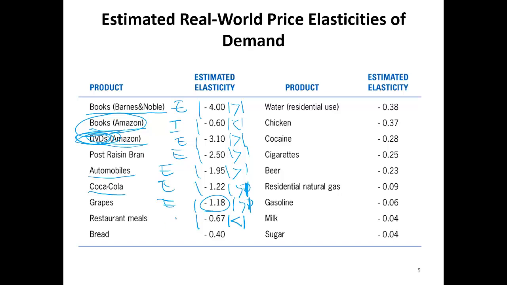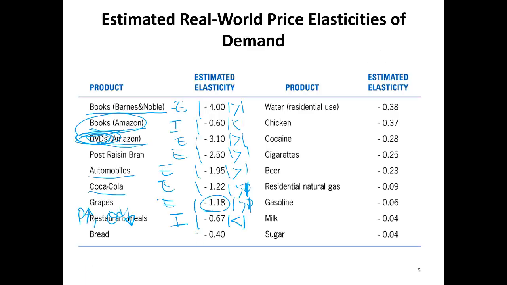Restaurant meals, look at that. Less than 1, inelastic. That means if the price of restaurant meals goes up, quantity demanded goes down, but not as much as the initial increase. So I guess restaurant meals are somewhat of a necessity at some point. Bread, okay, bread is pretty inelastic if you look at it. Water, residential use, very inelastic. Chicken, inelastic demand, less than 1 in absolute value.